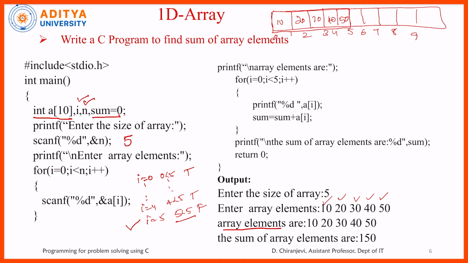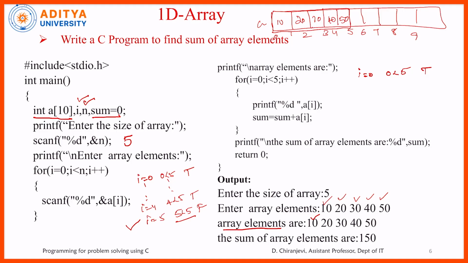And then you are finding the sum also. After finding the sum, you are printing only once. Now see what you are doing. Here the I value is 0. It will check 0 less than 5, so this is true. If this is true, using the index you are printing the element, a of I. The I value is currently 0, so you print a of 0, which is 10. So 10 is printed.